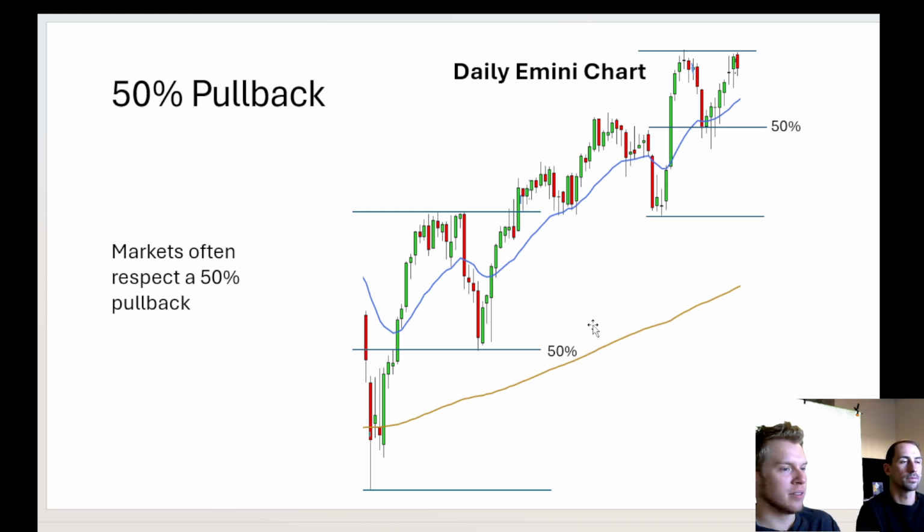Kind of the inverse of a measured move is a 50% pullback. The market had to move from this low up to this high. And then if you look at what's halfway between that, a 50% pullback, the market came back down to that and tested it there, and it bounced off of it and headed higher. Same thing here. We have a low and a high, so a strong move up. That pullback came back to the 50% pullback before we headed higher. So markets often react at these 50% pullbacks.